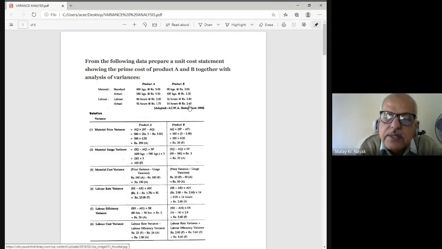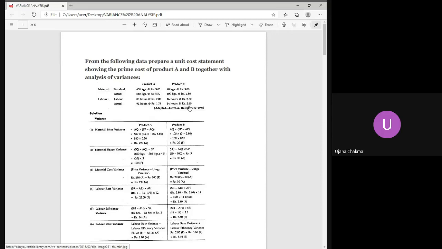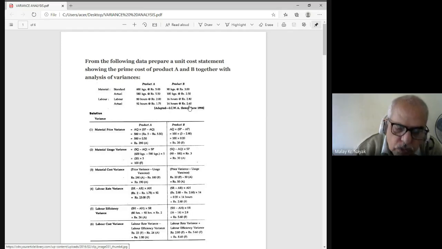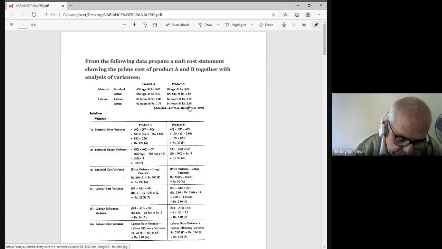Minus SH into SR: 16 into 2.80. That is equal to 44.8. Then 44.8 minus 36.4. What is the figure? 8.4.